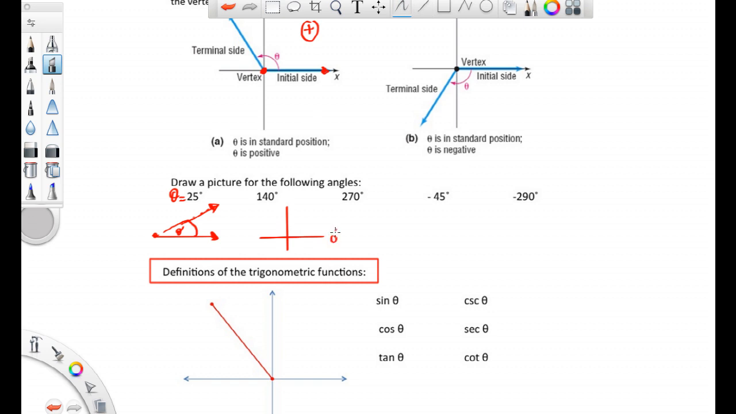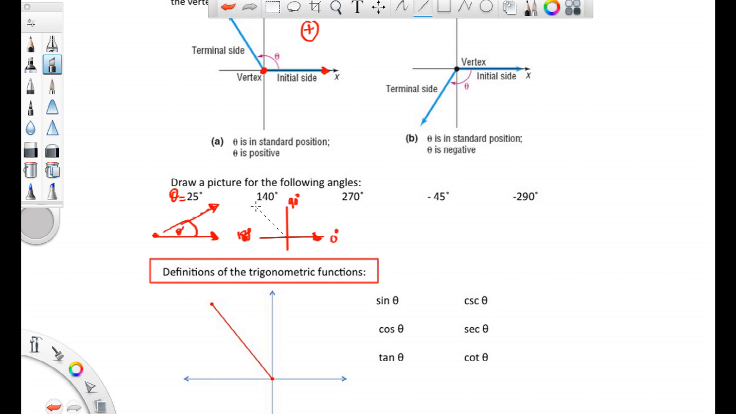So if we start here, then this would be considered our 0 degrees, so we haven't rotated yet. So 0 degrees here, this is 90, and then this would be 180. So 140 is between 90 and 180. It's actually a little bit closer to 180 than to 90. So this might be a good finishing position.